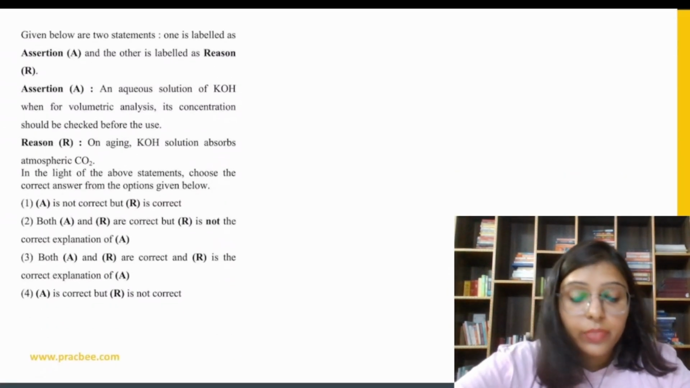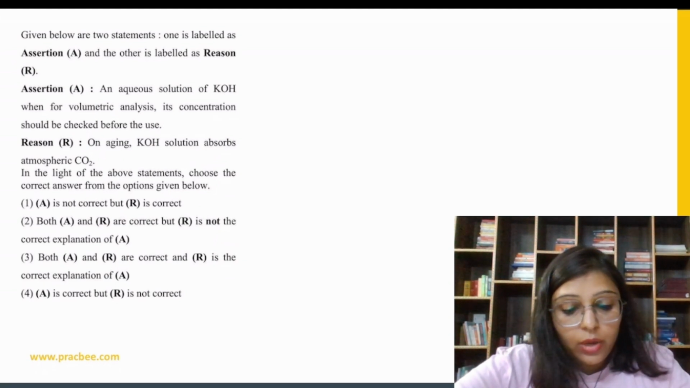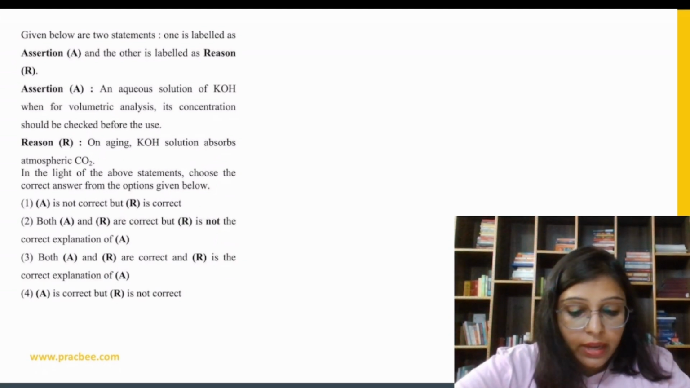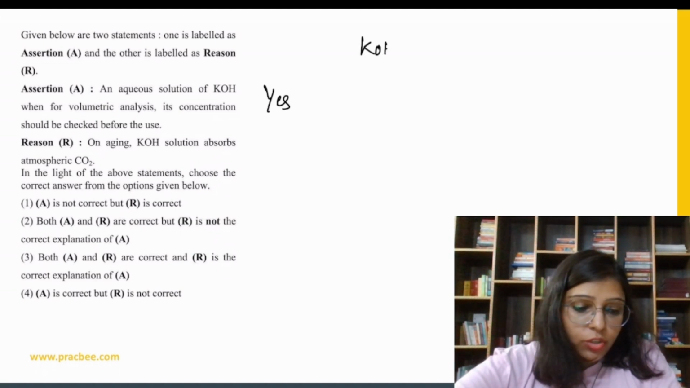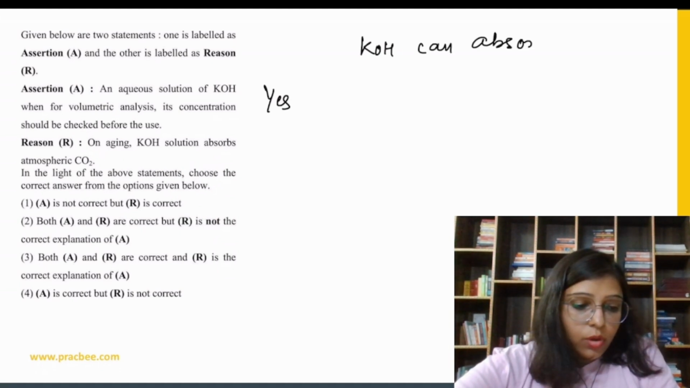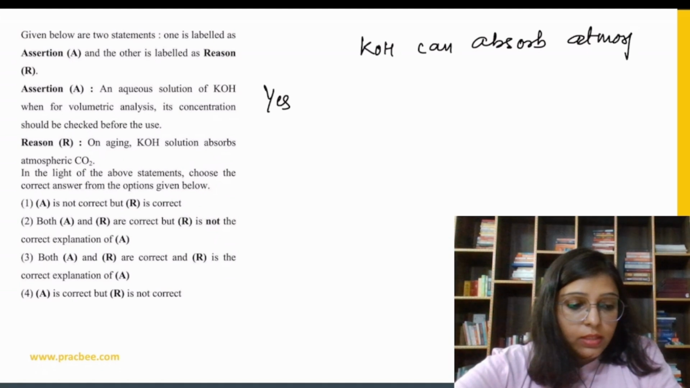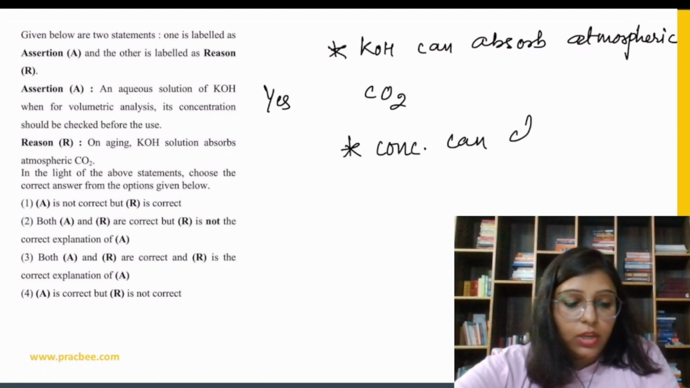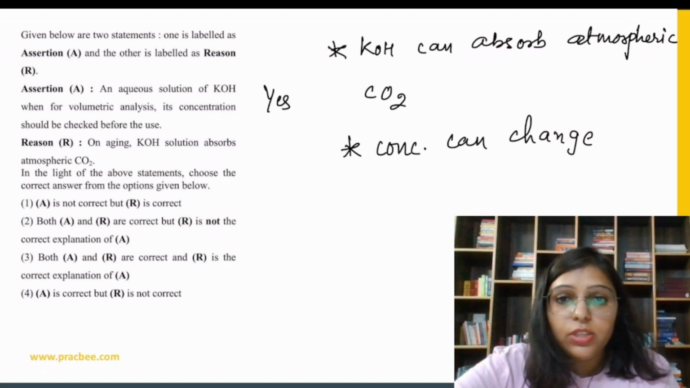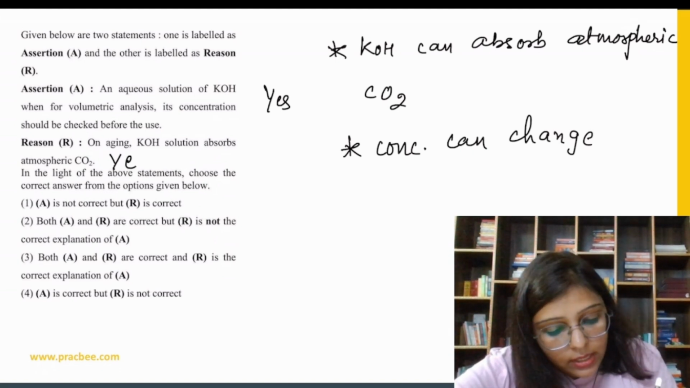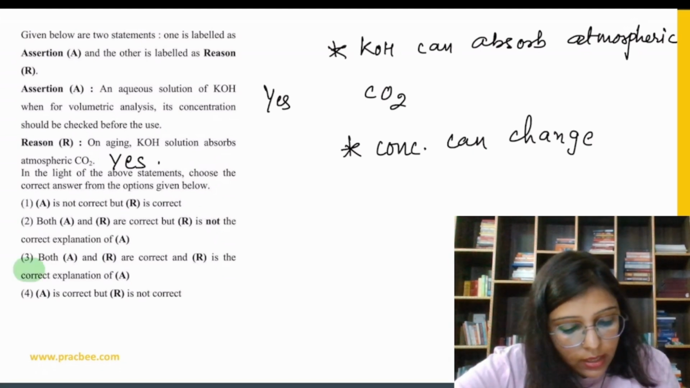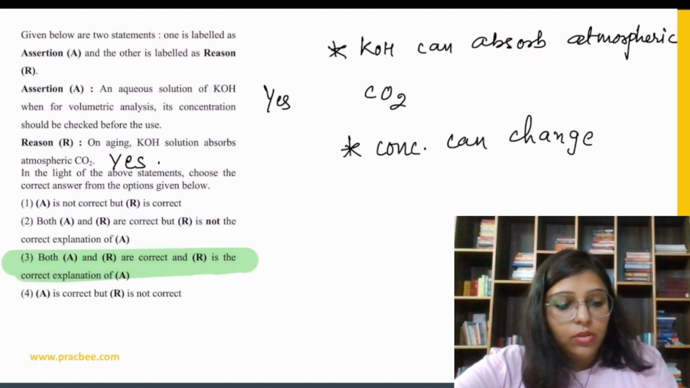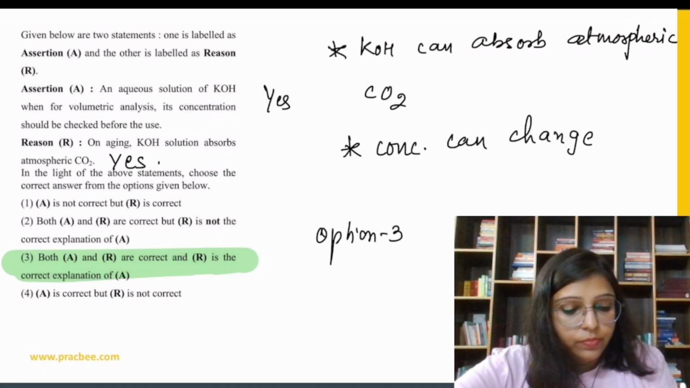Let's do the next question. An aqueous solution of KOH, when used for volumetric analysis, its concentration should be checked before use. Yes. Why? Because KOH can absorb atmospheric CO2, and if it absorbs atmospheric CO2, then the concentration can change. So yes, on aging KOH solution absorbs atmospheric CO2. Both A and R are correct, and R is the correct explanation of the assertion. So option 3 is correct.